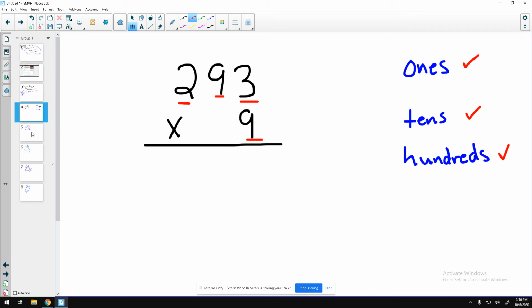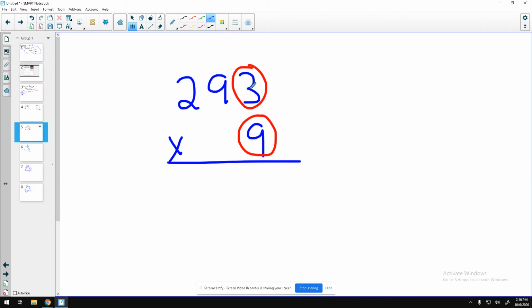So let's start with the ones place, guys. We're going to do 3 times 9. So what's 3 times 9? We know that. That's 27. So we're going to put a 7 down here, and we're going to carry the 2. So what do we do next?